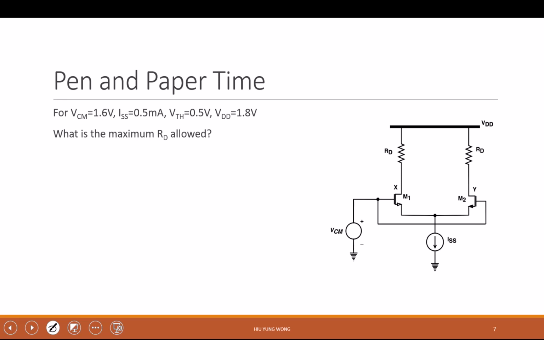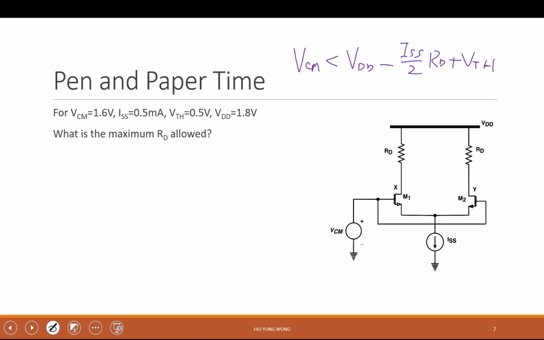But it cannot be too large. Why? Due to the same reason. If RD is large, then you have a large potential drop, VD will be small, then you go into the linear mode, right? So still you need to follow the same equation. I'm going to copy the equation here. I just told you that VCM needs to be smaller than VDD minus ISS divided by 2 times RD plus VTH. So what is the maximum RD I can have in this case?